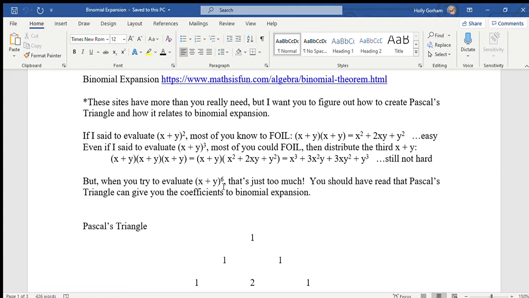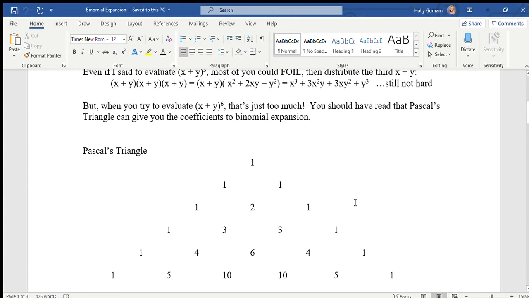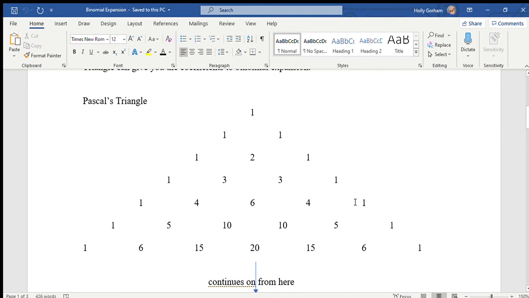So what you would find in the website is that Pascal's triangle will give you the coefficients to binomial expansion. So we've got Pascal's triangle here, and Pascal's triangle just continues on forever. This is not something you memorize because you can create it every time. What you have to remember is the 1, 1, 1 at the top, because from there every row starts and ends with 1, and the numbers are just the sum of the 2 above it. So 1 plus 1 is 2. Here 1 plus 2 is 3, 2 plus 1 is 3, and so forth and so on.